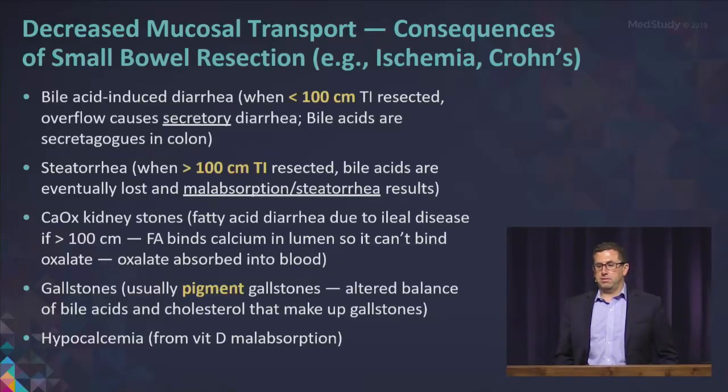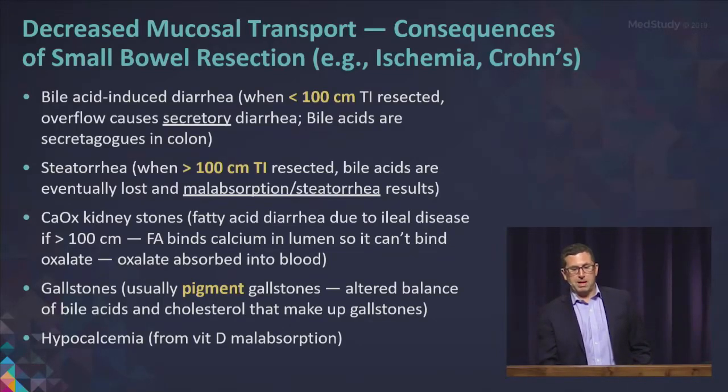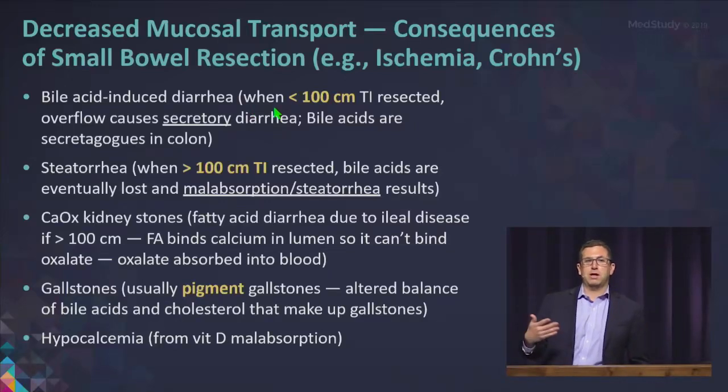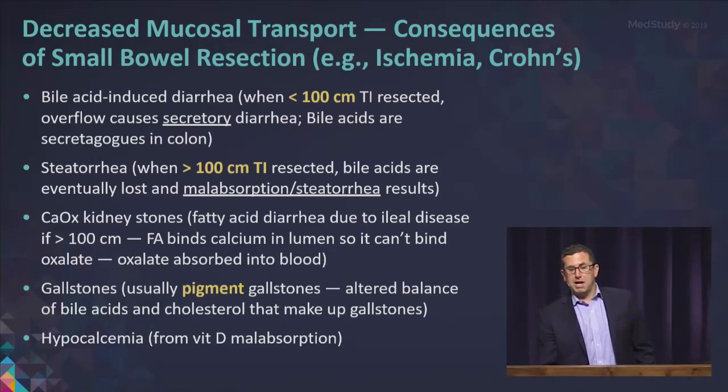So decreased mucosal transport could also be seen as a consequence of generally massive small bowel resection. These resections could be seen in the setting of ischemia or IBD, like Crohn's disease. So generally, these are important cutoffs to remember. When less than 100 centimeters of the terminal ileum is resected, you could get bile acid diarrhea. What happens here is bile acids are not absorbed in the TI and they overflow in the colon. And I mentioned this previously, they could cause colonic secretion because they're colonic secretagogues. However, if you have greater than 100 centimeters of the TI resected, bile acids are depleted. And then this leads to malabsorption and steatorrhea because bile acids are needed for fat digestion.